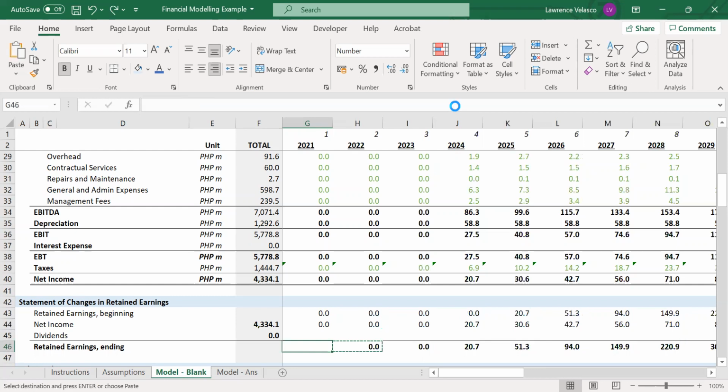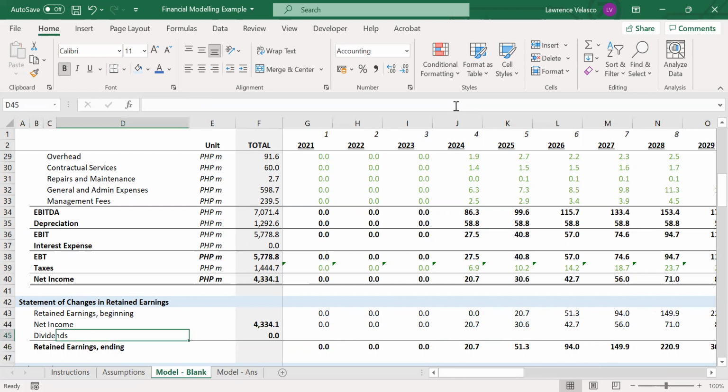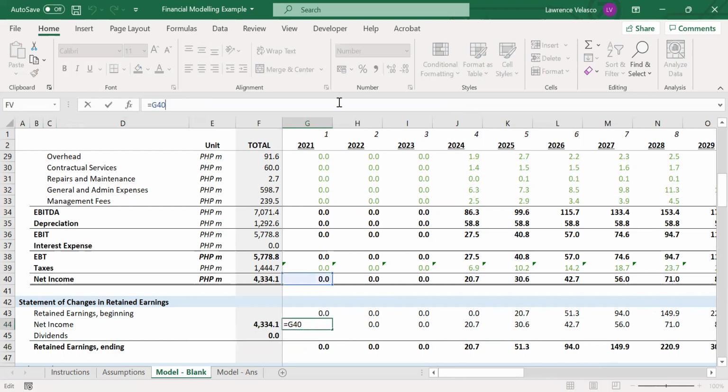Oops, oops. Diba yan? Yan. Okay. 2021 up to 2025. Okay. There you have our retained earnings na. Ending.